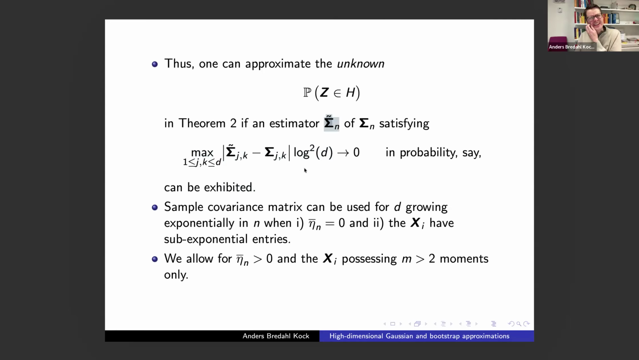So how do I get such an estimator, sigma n tilde? That is of course the next question, when I have adversarial contamination of the data and I'm only willing to impose a little bit more than 2 moments to exist.